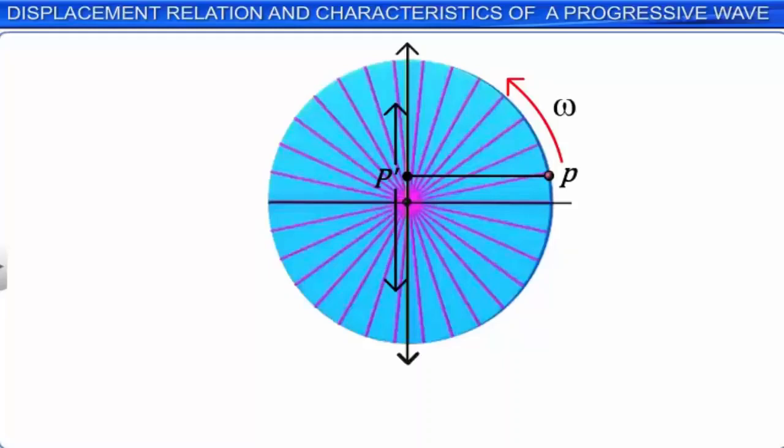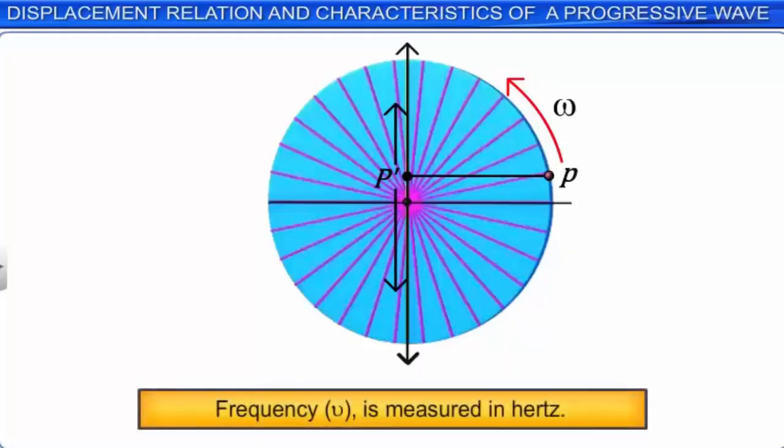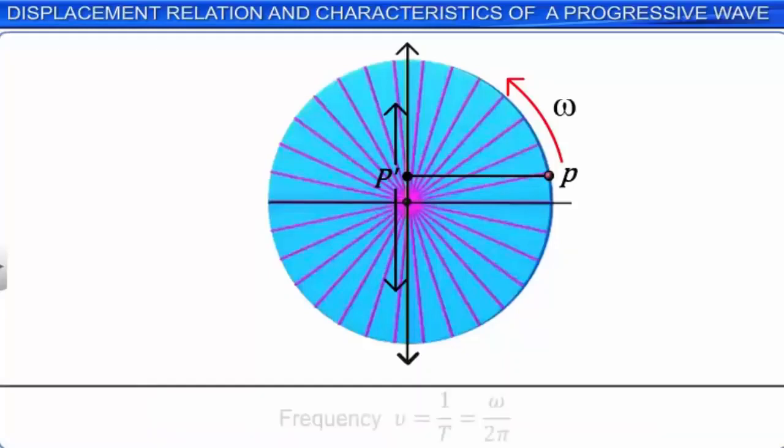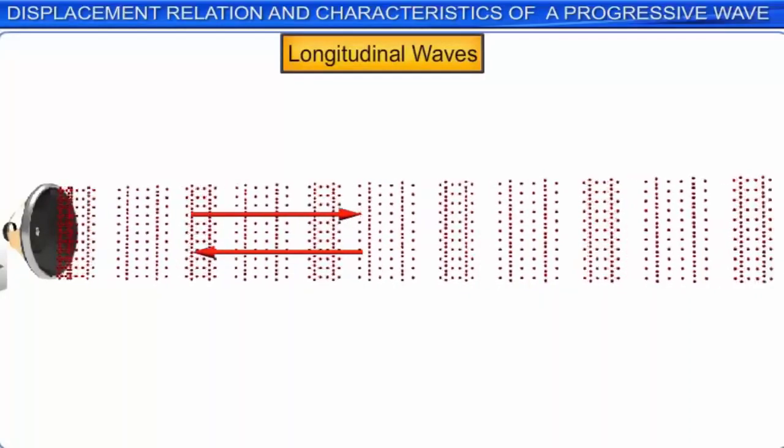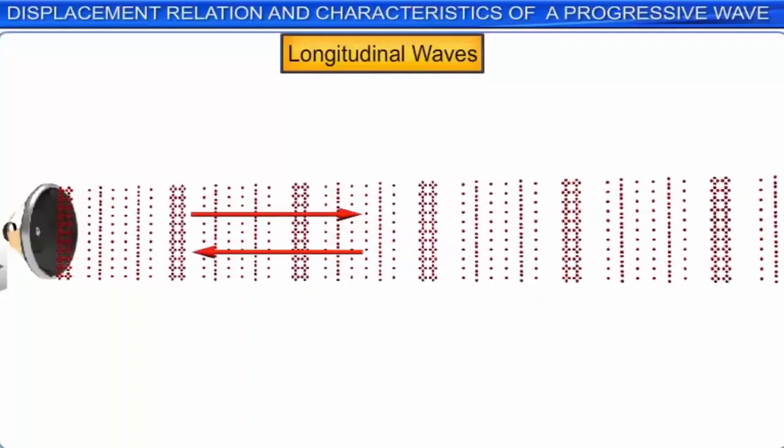In longitudinal waves, the particles are displaced in the direction of motion of the wave. The displacement equation is written as S(x,t) = A sin(kx − ωt + φ), where S(x,t) represents the displacement of the particle in the direction of propagation of the wave at position x and time t.